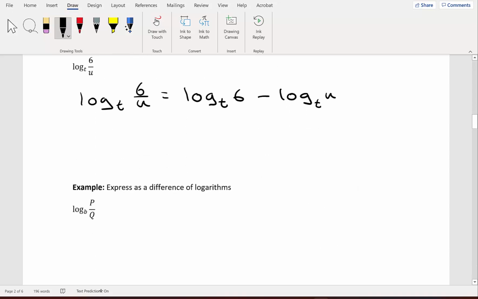Next one, very similar, log base b of p over q. So since I'm dividing p by q, I can expand this out with subtraction. So this would be log base b of p minus log base b of q.